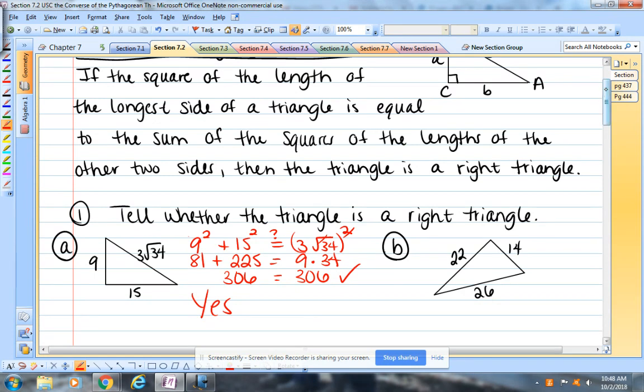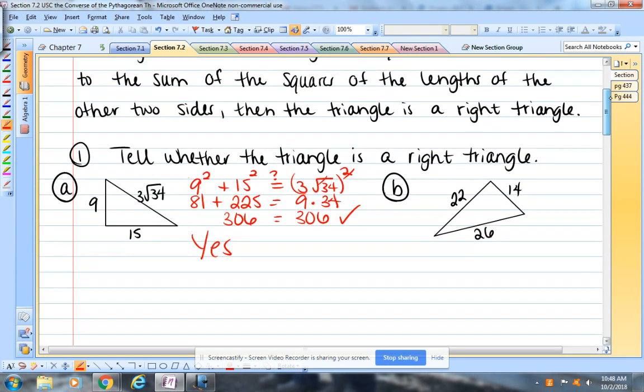All right, this one's a little bit simpler because it's easier to pick out the longest side. So which side is the longest here? 26. 26. All right, so that's going to be my C. So I'm going to test out 22 squared plus 14 squared, and I'm going to see if that equals 26 squared. I'm going to put a question mark here because I don't know if it's equal yet.